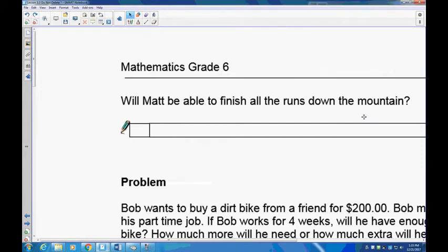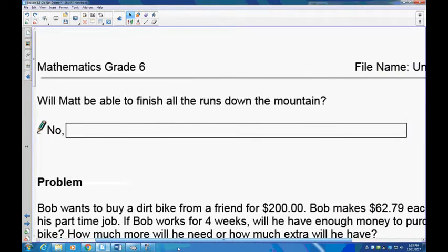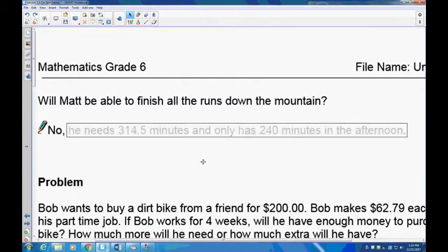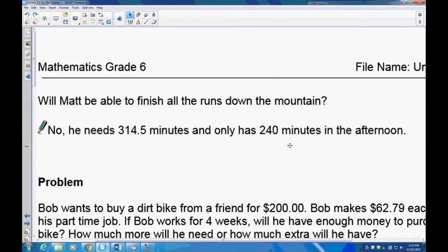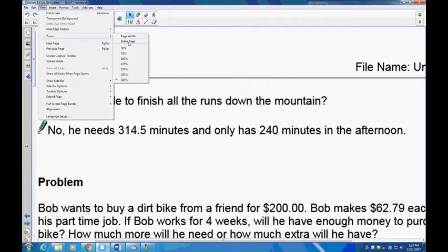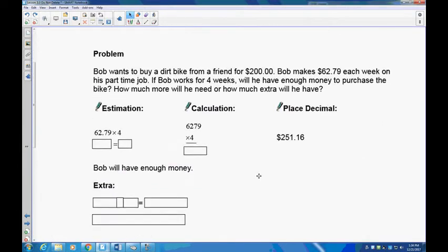So the question is, will Matt be able to finish? The answer to that is no, he won't. Right? And the reason is that he needs 314.5 minutes, but he only has 240 minutes in his 4 hours of the afternoon. All right? So that takes care of that one. Let's go on to another one here.